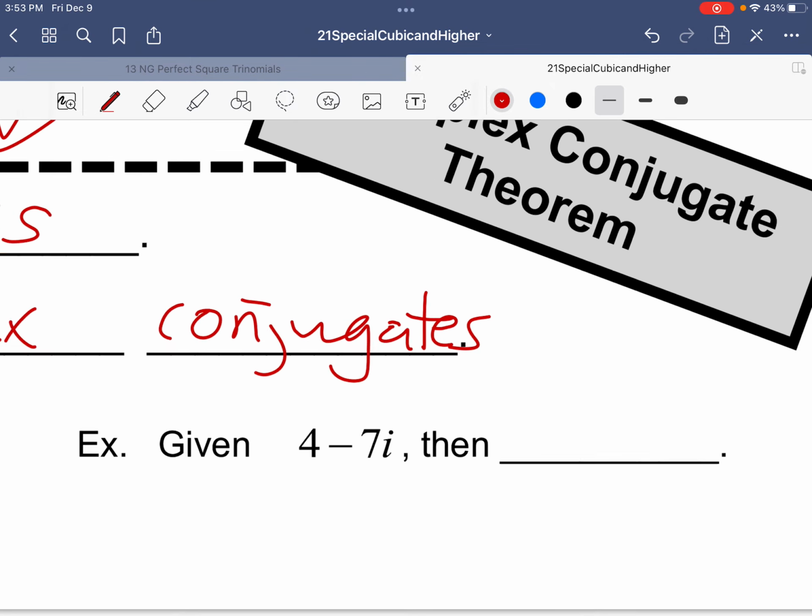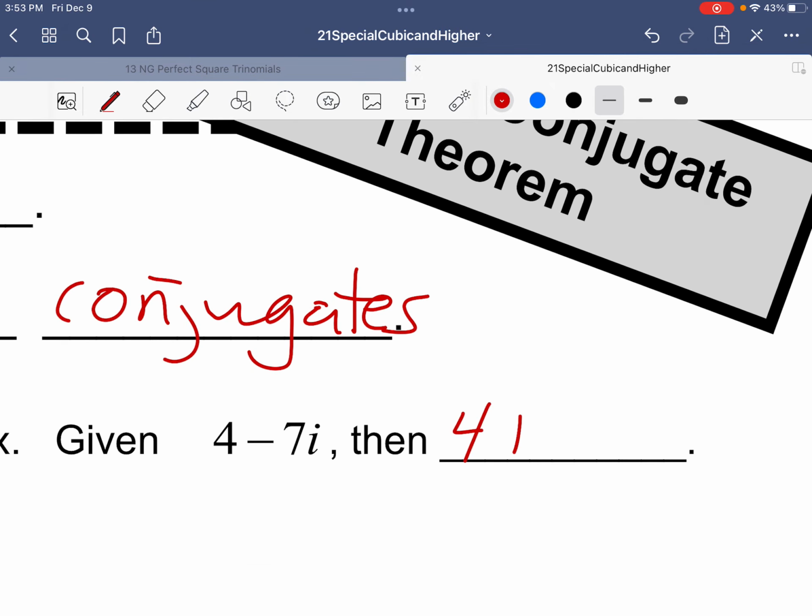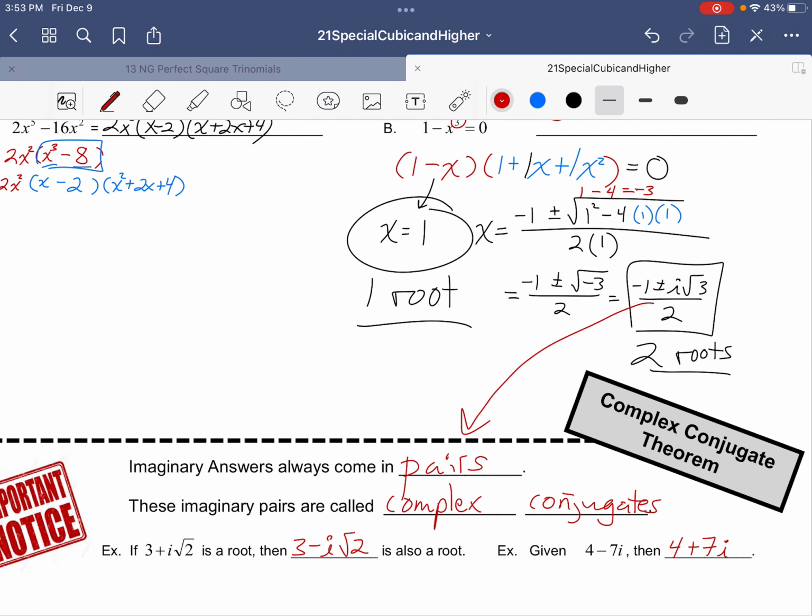What if you have 4 minus 7i? You can be sure you'll have 4 plus 7i. That's because imaginary numbers always come in those complex conjugate pairs. That's actually called the complex conjugate theorem. Just in case somebody ever mentions it, I'll probably mention it again, but it's more that you realize that that's always true.